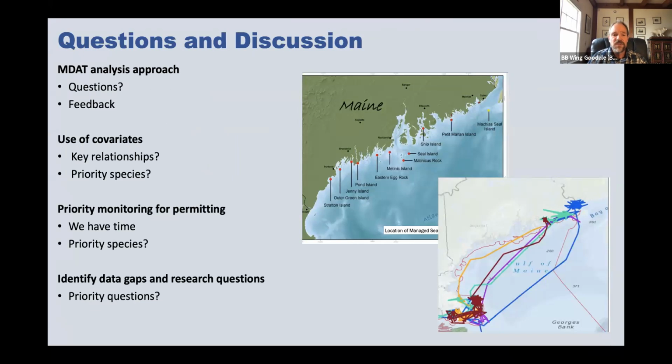So that was a quick overview of our approach, and I can open up to general discussion. I had some headers here, some thoughts, and maybe we can get into this more in some of the breakout sessions. Do you have any questions about the approach that we're considering for pulling the MDAT together, or any feedback on that approach? As we start thinking about covariates, are there key relationships you would like to highlight for priority species?